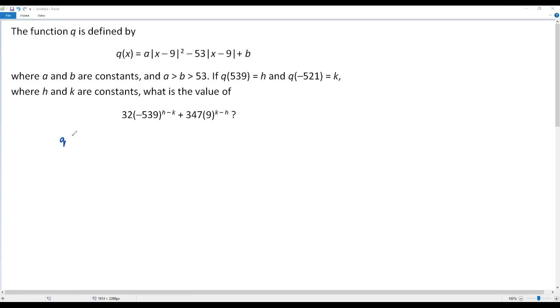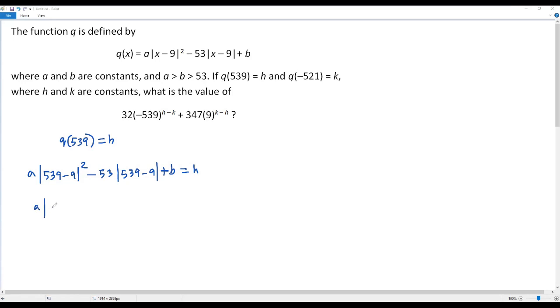That is q of 539 equals h. We know this is the expression we have for q of x. Now to get q of 539, I have to plug in 539 for x in the function q of x, over here and here. Then we get a times absolute value of 539 minus 9, squared, minus 53 times absolute value of 539 minus 9, plus b. On the right side, we can take h as it is.